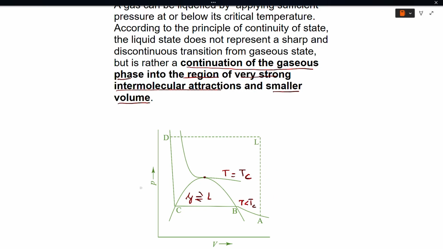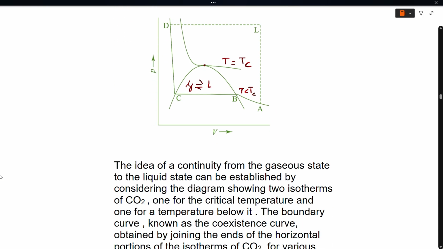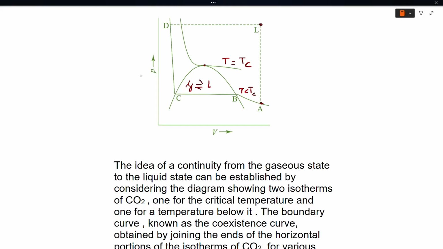Now, let us see if we do not go to a critical state, can this be possible? Now, here we are going to take a gas represented by the point A on this isotherm, that is below critical temperature. Now, what I want to do is, I want to increase the pressure of the gas, but volume is maintained constant. Volume should not change, but pressure should increase. For that, I will raise the temperature till the point L.